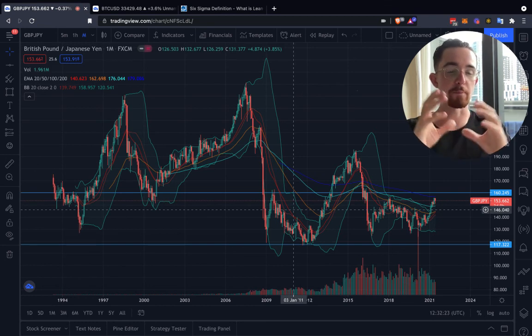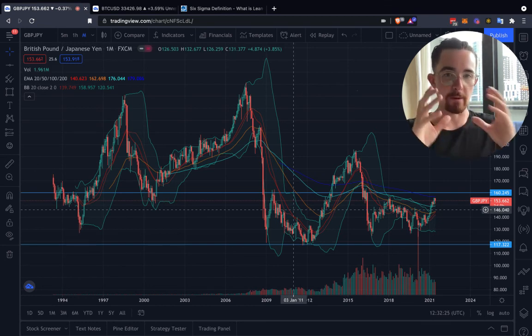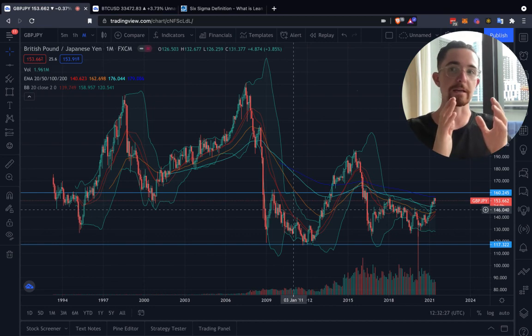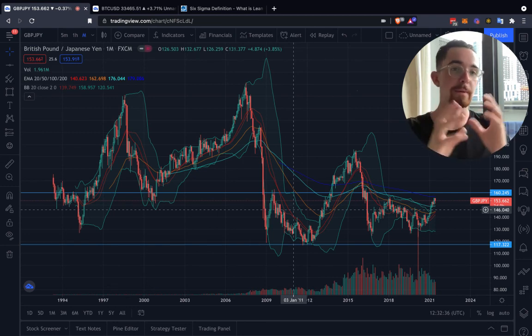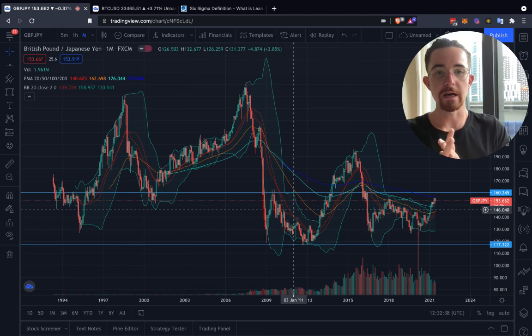The very, very basic version of this is key support and resistance levels. And then we go into things like indicators, things like moving averages, volume. You can use whatever it is, Bollinger Bands, all these different things. And then you go into things like patterns and a bit more advanced strategies and indicators. And yeah, we'll talk about all of that throughout this video.